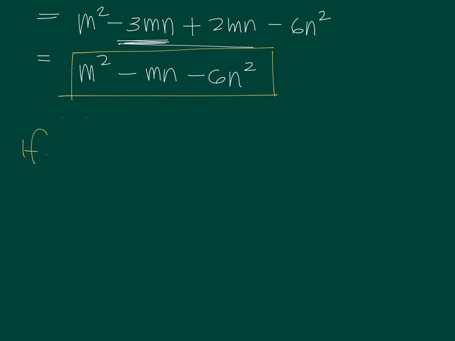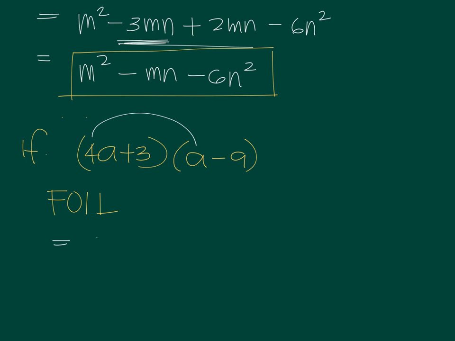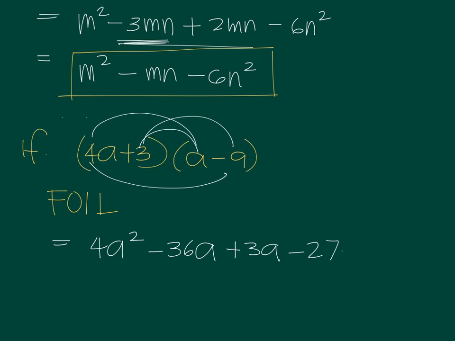In 1F, you were given 4a plus 3 and then a minus 9. Let's apply the FOIL method this time: first, outer, inner, last. The first terms, that's 4a squared. The outer, that's negative 36a. The inner, that's 3a. And then the last, that's minus 27.